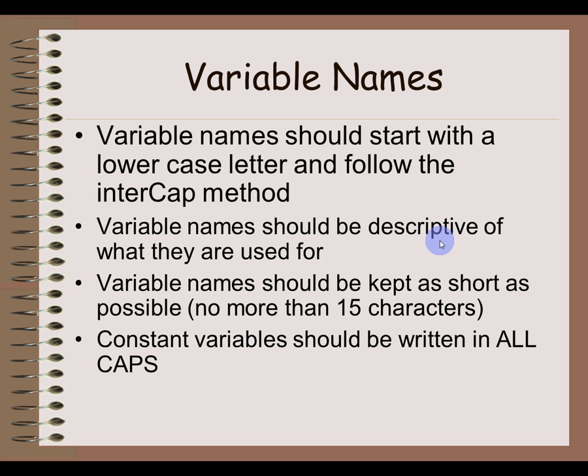If you have a variable that's constant, or that its value never changes throughout the entire program, like the value for pi or the value of tax, for example, these should be written in all capital letters to show the programmers that they are constants and they should never change throughout the entire program.